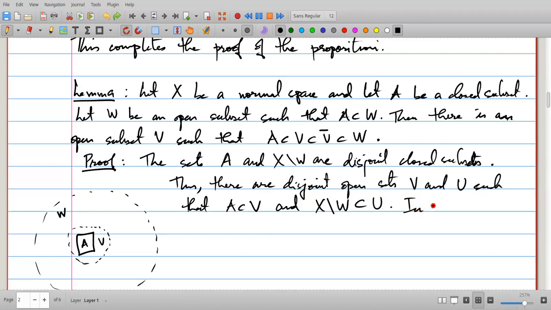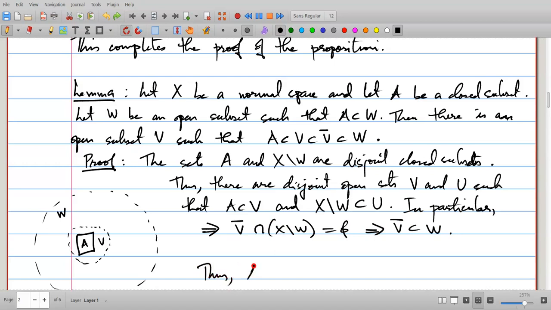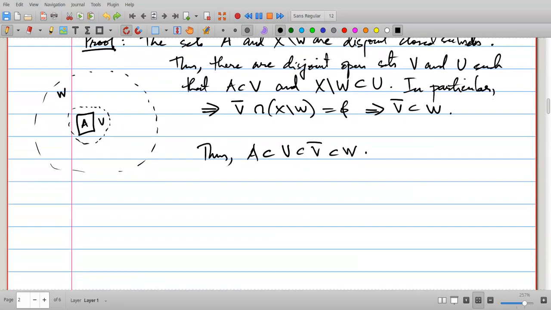So in particular, it is an easy check that V closure intersected with X minus W is empty, which implies that V closure is contained in W. So thus A is contained in V, which is contained in V closure, which is contained in W. So this proves the lemma.